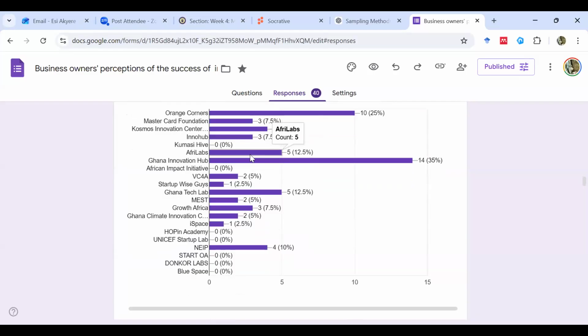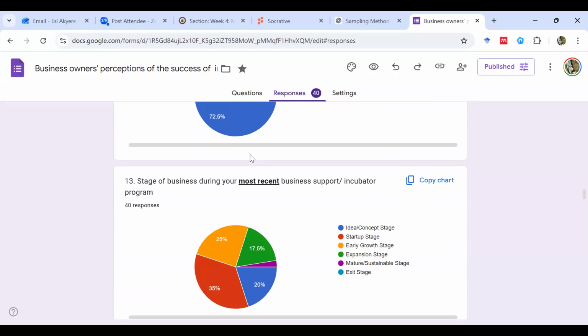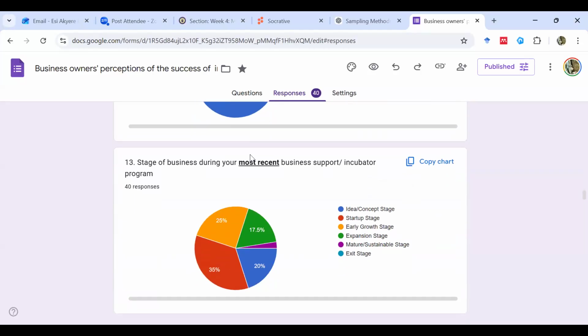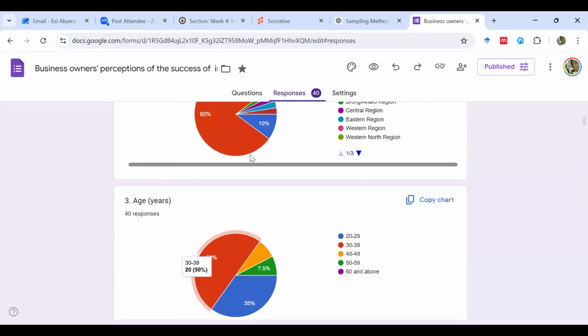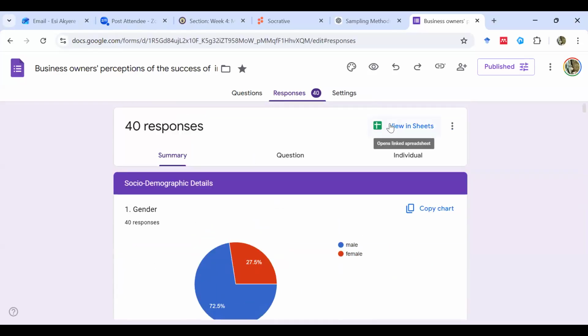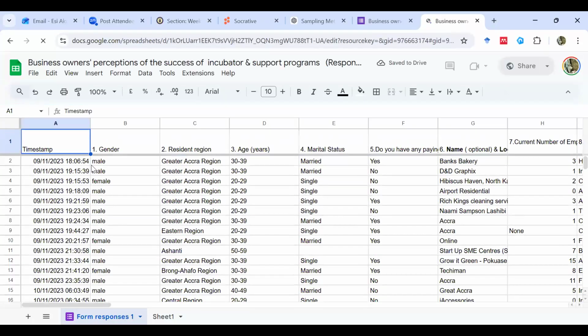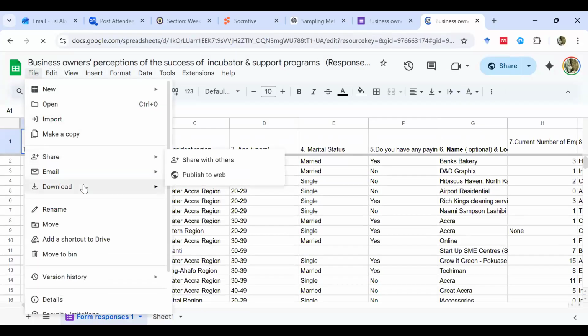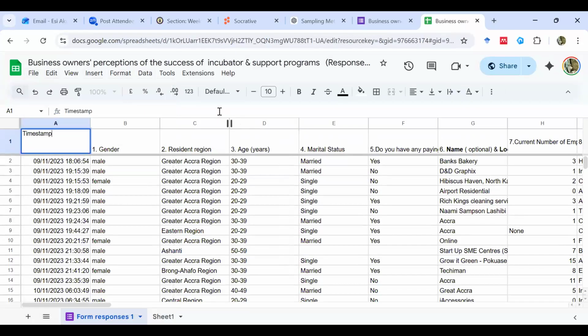So when you have open and closed-ended questions, it makes your life very easy, especially when it comes to how the data is rendered. You can also export the data into Microsoft Excel and run your analysis from here. All you have to do is click View in Sheets. When you click View in Sheets, you can see the data in Excel. This is Google Sheets. You can download it as an Excel file, as open document, PDF, whatever. And then you can run more analysis.